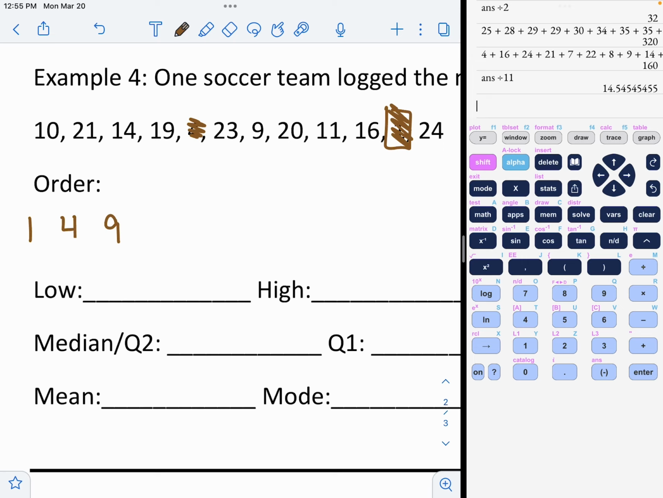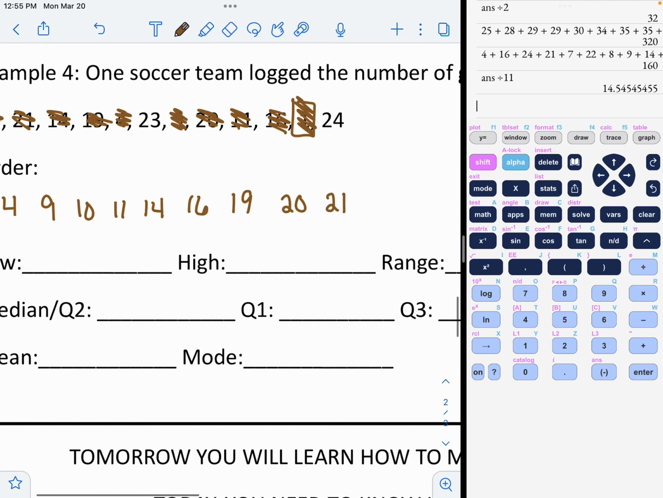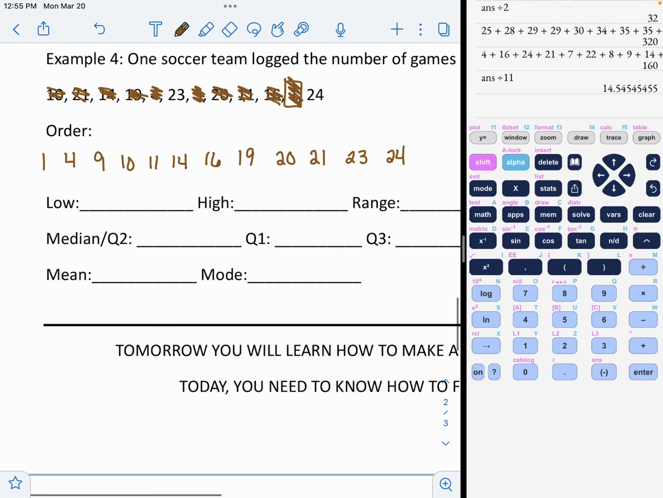9, getting better. 11. Oh, I missed a 10, didn't I? A 14, a 16, 19, 20 and 21, 23 and 24. There you go. Okay. There, those are pretty clean cut. The low is 1, the high is 24, and the range is 23. Because it was 24, take away 1.